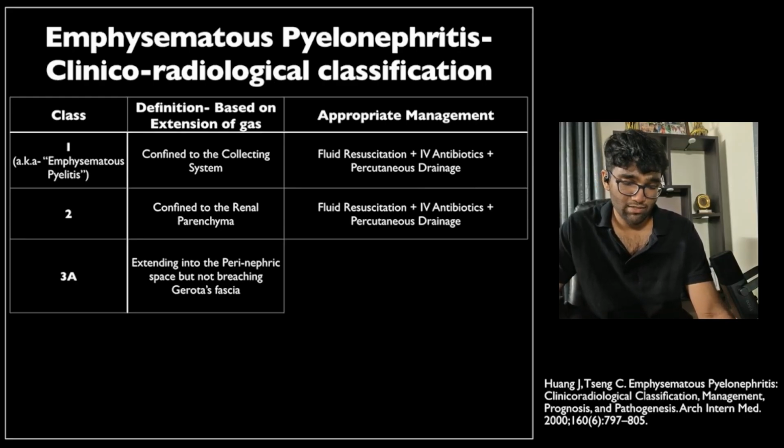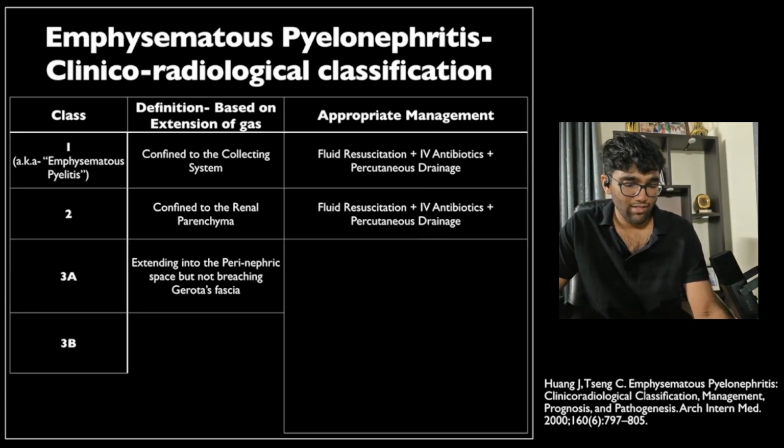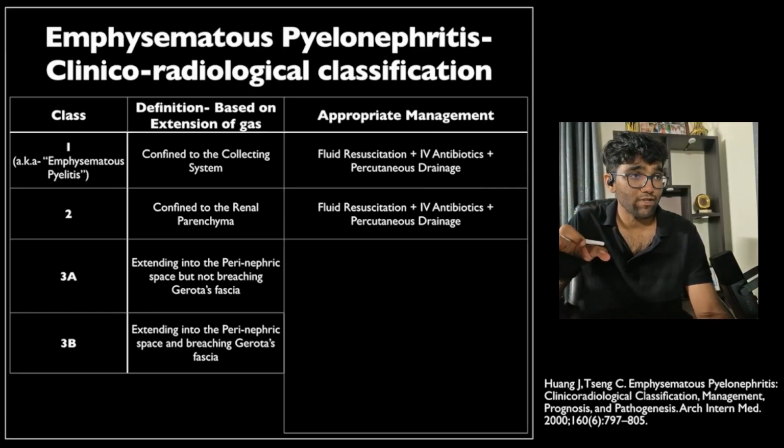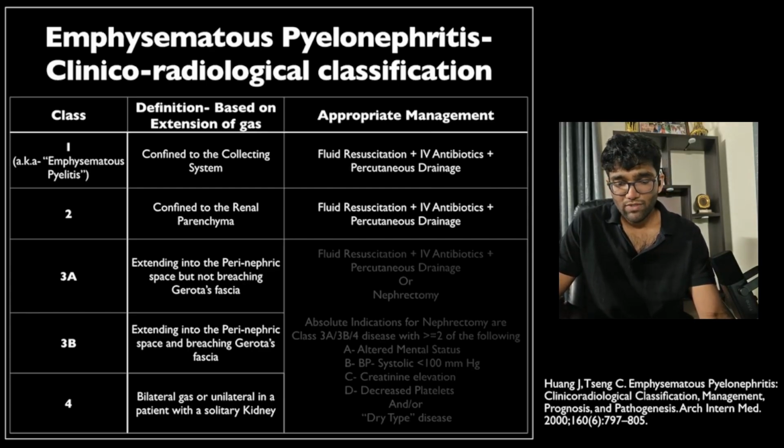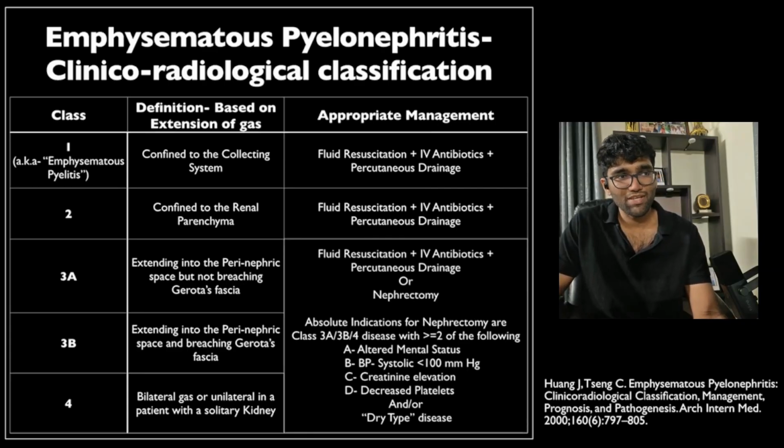But if it has been breached, as in class 3A, that is, there is extension into perinephric fat, or in 3B, when there is extension through perinephric fat and Gerota's fascia into the retroperitoneal space, or if there is involvement of both kidneys, because in that case the renal function will start getting deranged and the patient could go into renal failure, or a patient with a single kidney, if the functioning kidney is affected. In all of these cases we give fluid resuscitation, IV antibiotics, and try percutaneous drainage. But sometimes we have to do a nephrectomy.